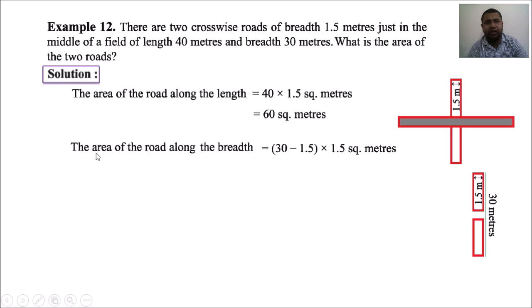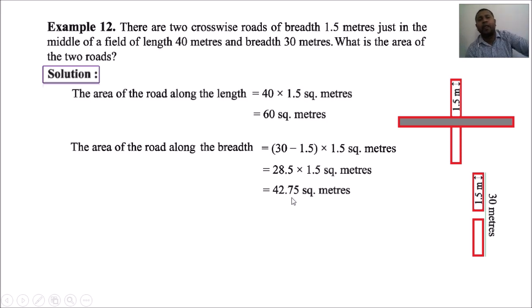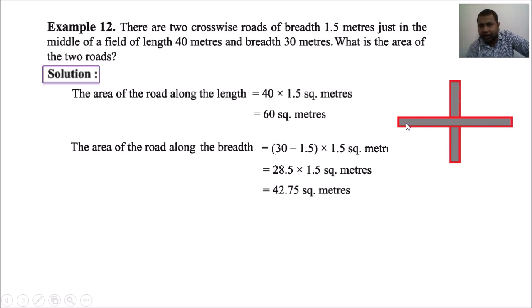For skipping this one, the area of the road along the breadth equals 30 minus 1.5. From the breadth of 30 meters, I just skip this white part, whose breadth was 1.5 meters. So I have subtracted 1.5 meters from the total 30 meters, and the breadth of the road is 1.5 meters. So this one is 28.5 meters into 1.5, and I can find 42.75 square meters.